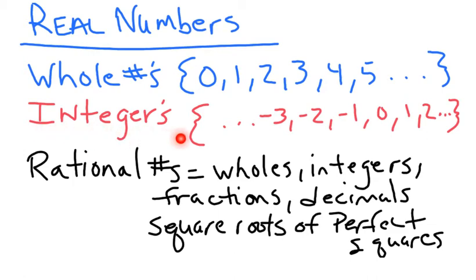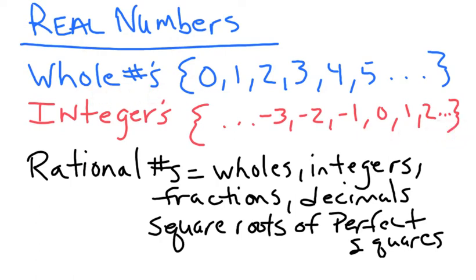Integers are all of the whole numbers plus all of the negative numbers that are like whole numbers. So, everything negative going this direction and everything positive going this direction, all of the integers. So, if you are a whole number, you're also an integer. All the whole numbers are also integers.